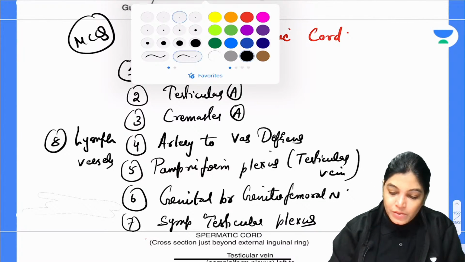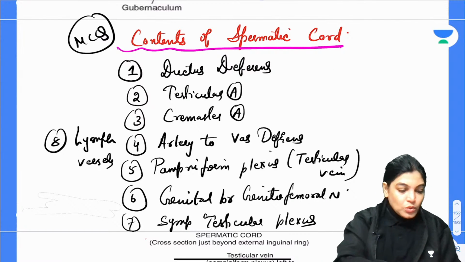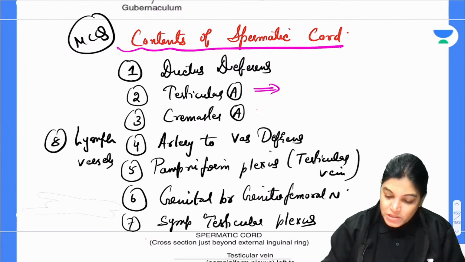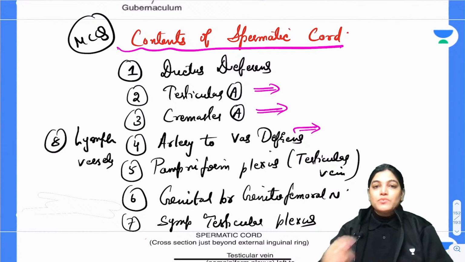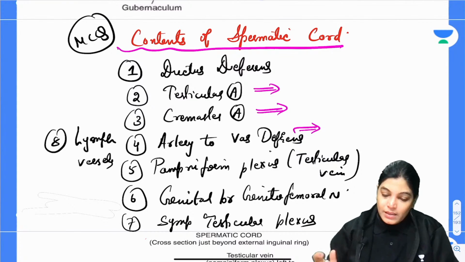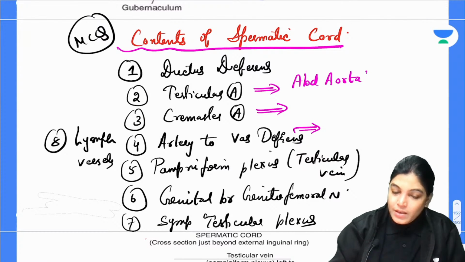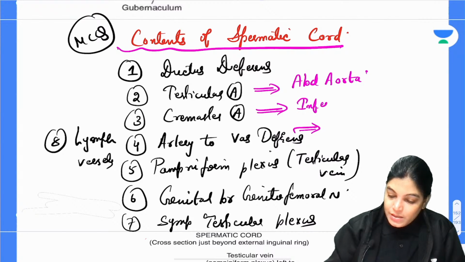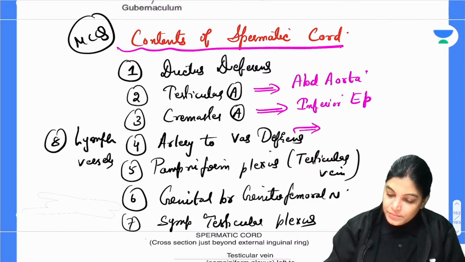Now, when you do the dissection also, you can appreciate these structures. Other than that, what I want you to know more, so can anybody tell me testicular artery is a branch of which artery, cremaster artery is a branch of which artery, and artery to ductus deferens is a branch of which artery? Okay. So here testicular artery is directly the branch of abdominal aorta. Okay. Cremaster artery is a branch of inferior epigastric artery.